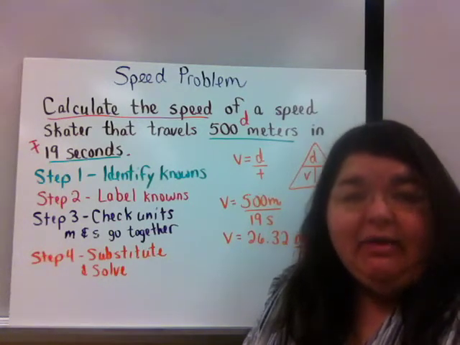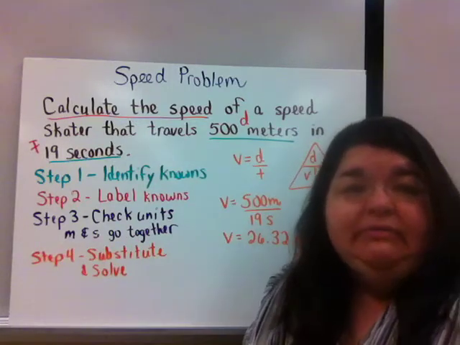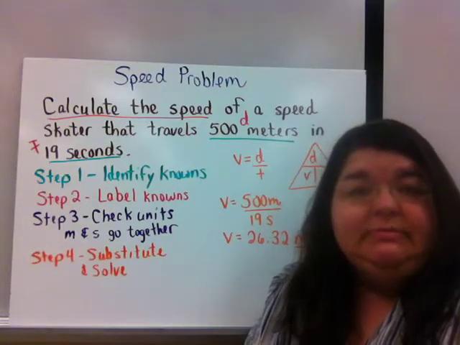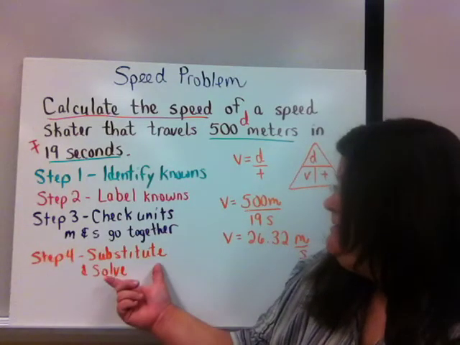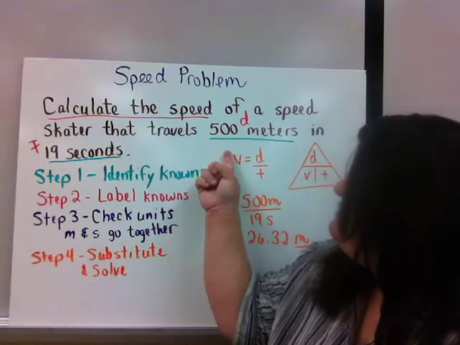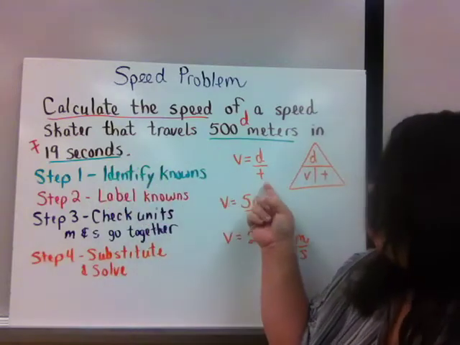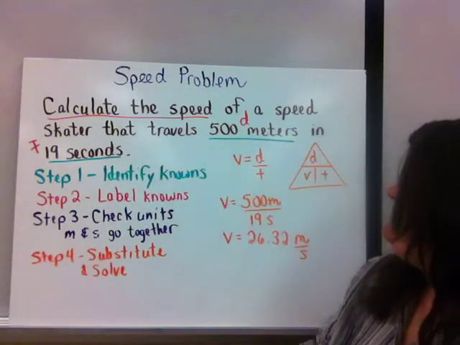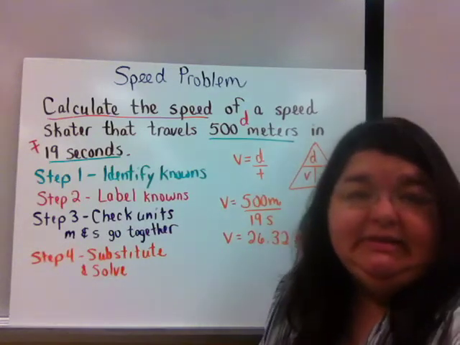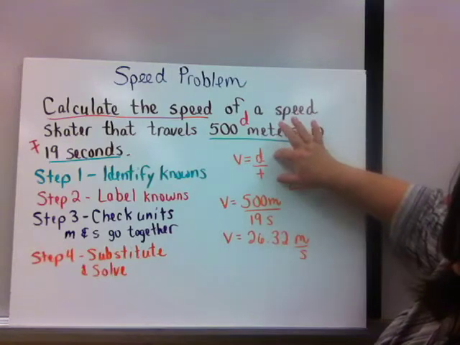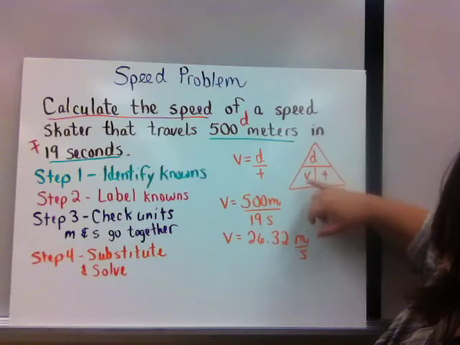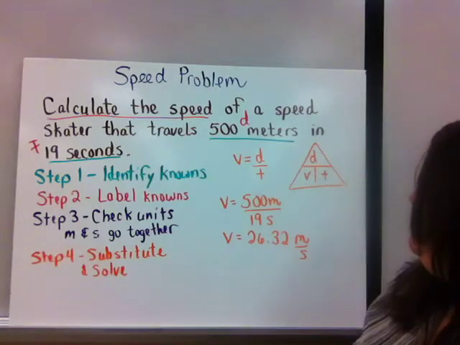If I had been given hours and meters, I would have needed to change either the hours to seconds or the meters to kilometers to make sure that they match. Substitute and solve is our last step here. And so I'm going to take this 500 meters in 19 seconds and put it into the equation velocity equals distance divided by time. Now remember, you have this triangle. For those of you that need the triangle, you take the distance divided by the time and put them into the triangle so that they still divide, and put the velocity in the place that's left over.